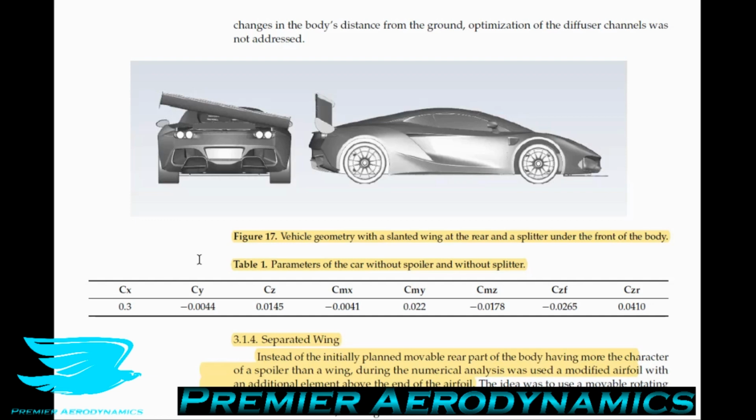Let's talk about this. So first of all, with and without the spoiler, the parameters of the car without the spoiler and without the splitter plate, the drag coefficient was 0.3. The lift was positive, it was 0.0145, sorry. And what they're saying here is that the downforce being produced by a car is often, the majority of it, produced by the diffuser and the underbody, because the splitter plate is here and the height of the car is not really investigated, we can't really optimize this car to produce as much downforce as possible.